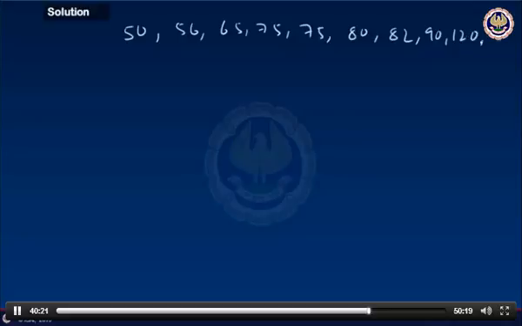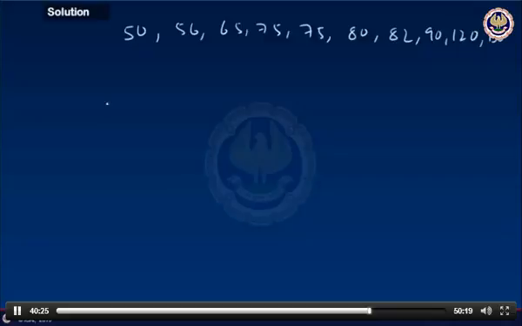Now we are going to compute the 82nd percentile. Again, we look at the given data, arranged in ascending order of magnitude: 50, 56, 65, 75, 75, 80, 82, 90, 120 and 130.